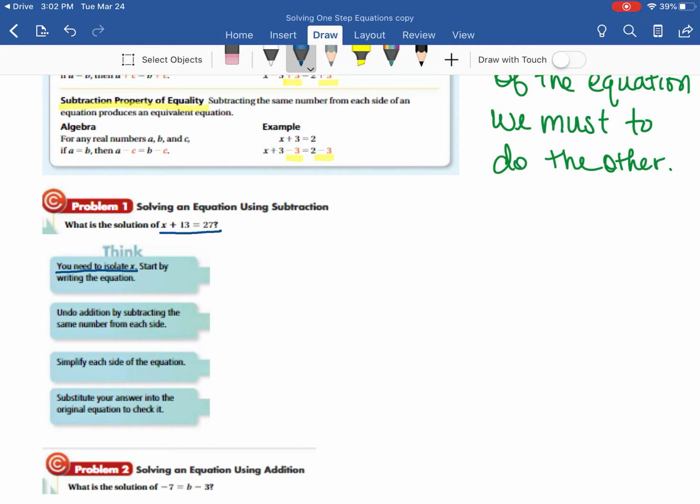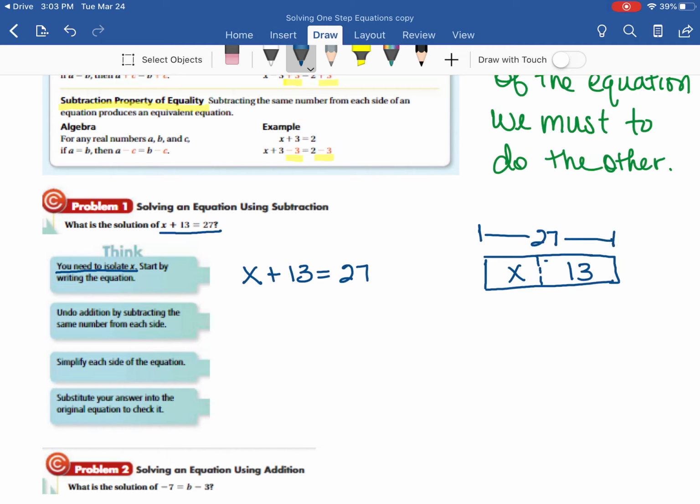Okay, so I'm going to start by writing this equation. X plus 13 equals 27, right? And so I want to isolate x. Well, 13 is being added to x. If I think about this visually, if I take a strip and I cut it into pieces, and I have one side that's x and one side that's 13, and I know together that total length is 27, right? So that kind of visually helps me see what I'm looking at. So I want to know what other additional piece I need to add to make that equal 27.